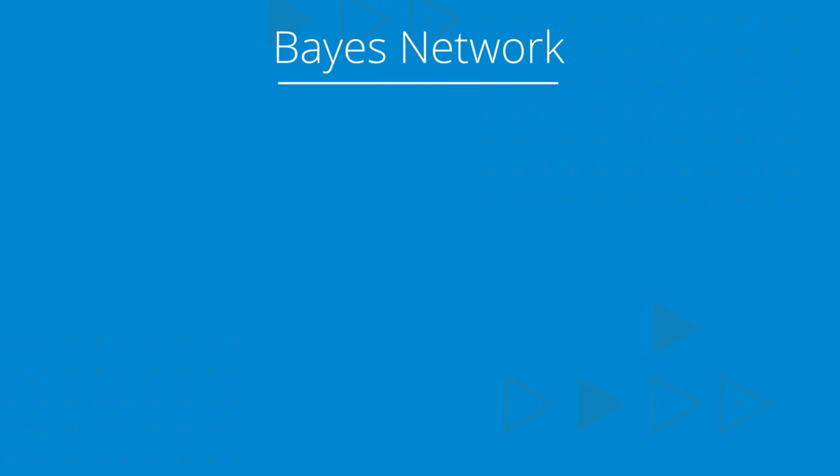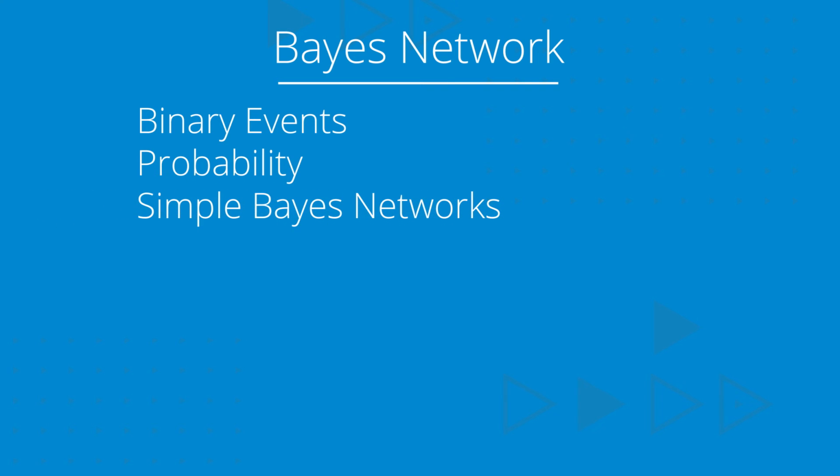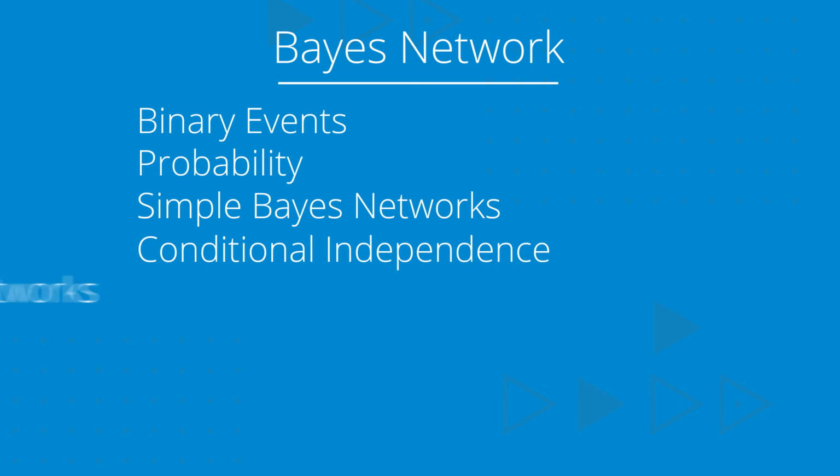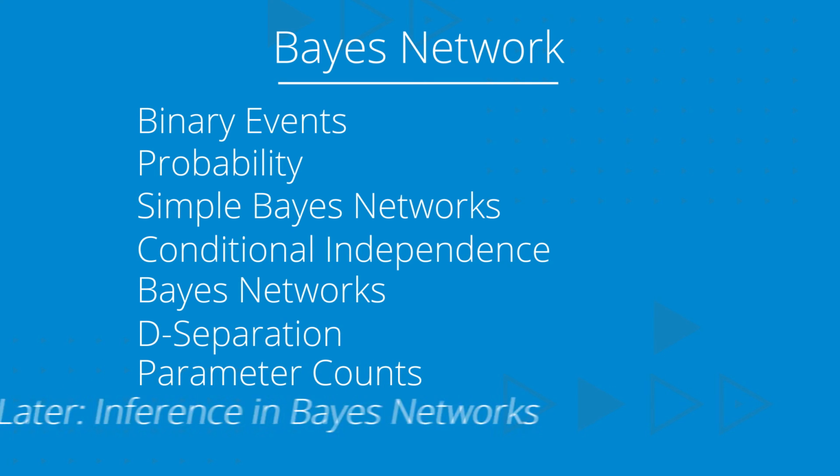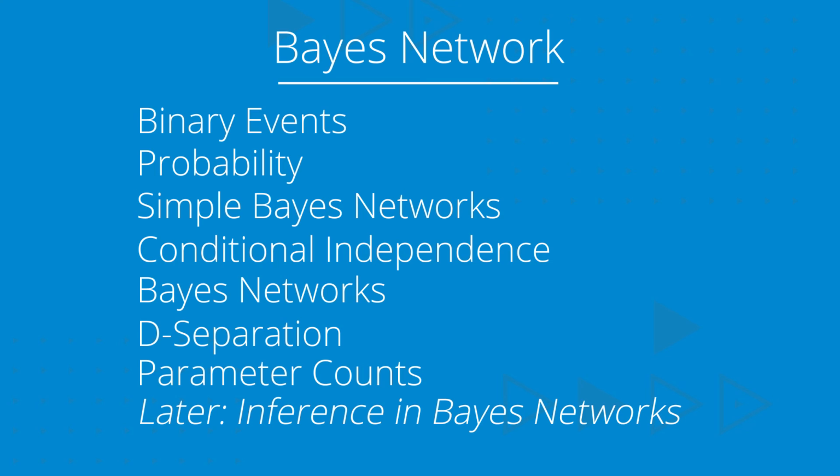Throughout this unit, I'm going to assume that every event is discrete. In fact, it's binary. We'll start with some consideration of basic probability. We work our way into some simple Bayes networks. We talk about concepts like conditional independence, and then define Bayes networks more generally, move into concepts like d-separation, and start doing parameter counts. Later on, Peter will tell you about inference in Bayes networks, so we won't do this in this class. I can't overemphasize how important this class is.